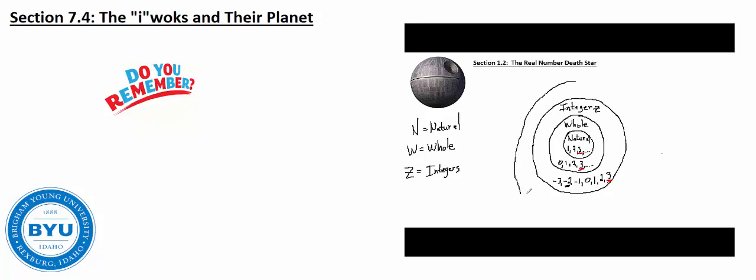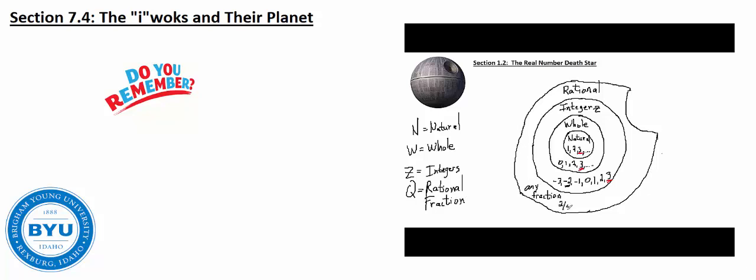We then had one outer layer. It's the biggest layer because it has lots of numbers. We called this layer the rational numbers. And rational numbers are any numbers that can be written as a fraction. Rational is fractional. So any of our fractions, any of our terminating decimals, and any of our repeating decimals fall under this outer category. We then had one last subset of the real numbers, which made up the weapon of the Death Star. We called these numbers the irrational numbers.